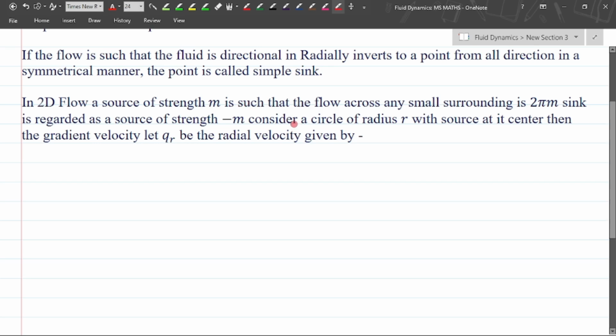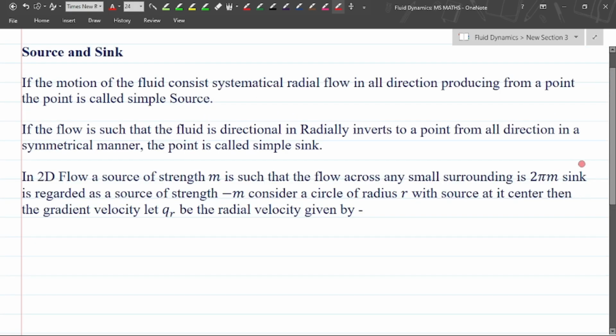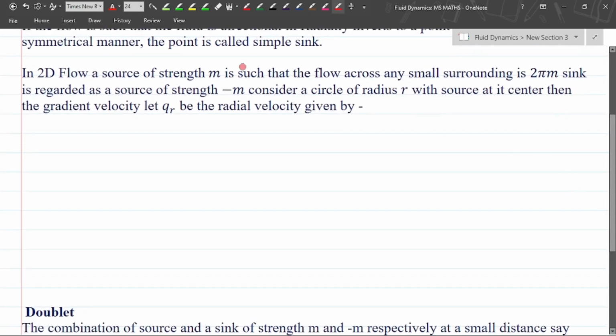Obviously, if it is a symmetrical radial flow, then there is a circle of radius r with the source at its center. The velocity qr is the radial velocity, because it is a radially symmetrical flow, and the other is the transversal velocity.